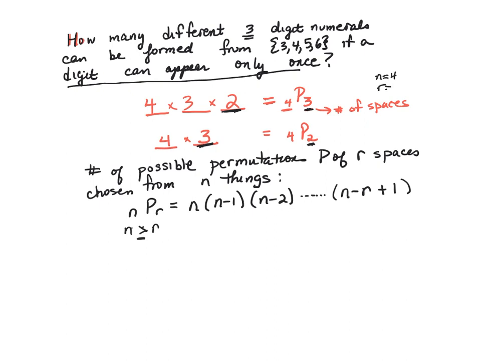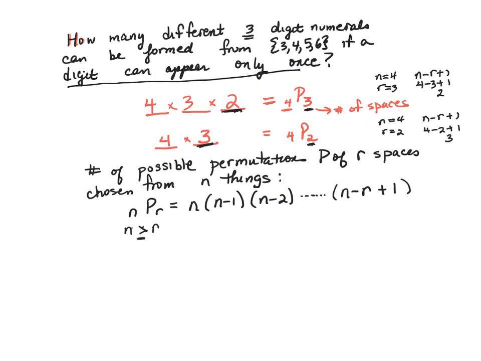R is 3. N minus r plus 1 would be 4 minus 3 plus 1, which gives us 2. And that is our last factor. In this one, n is 4 and r is 2. So n minus r plus 1 would be 4 minus 2 plus 1. And remember, we add and subtract from left to right. So this is 2 plus 1, which gives us 3. And that's our last factor.